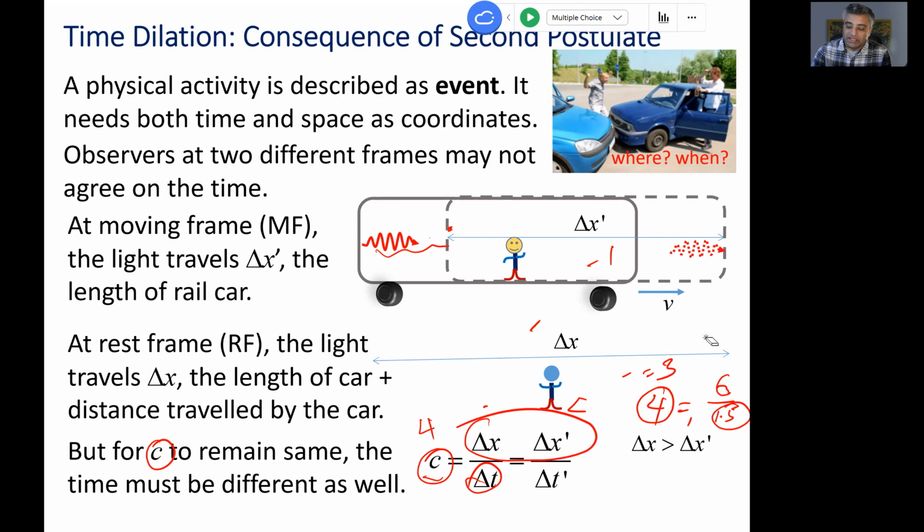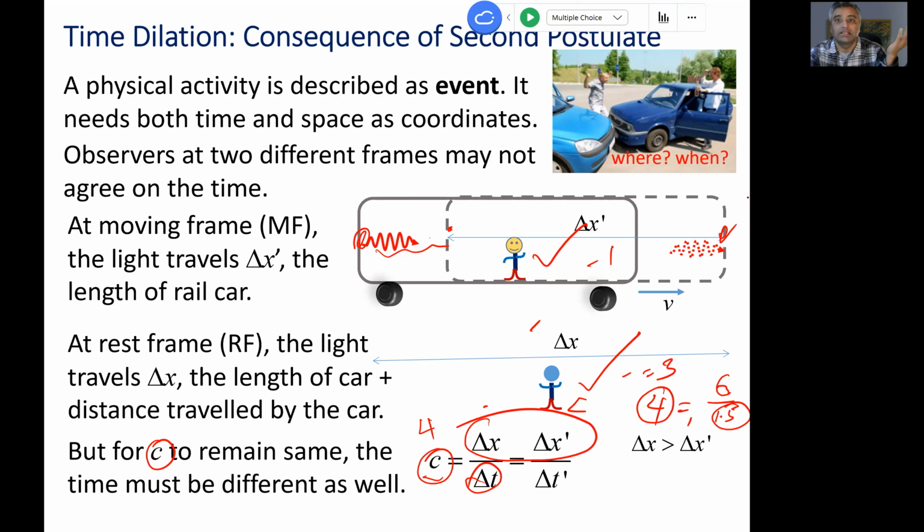So time measured by an observer and another observer in two different frames of reference for the same event is different. The event is the same. What is the event here? Light started from the back of the truck or car and hit the front of the car. It's the same event for both of them. But the time they observe is different.